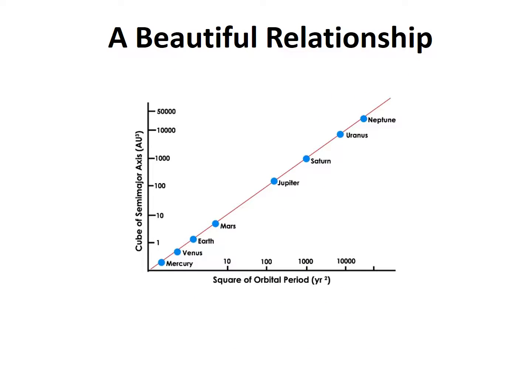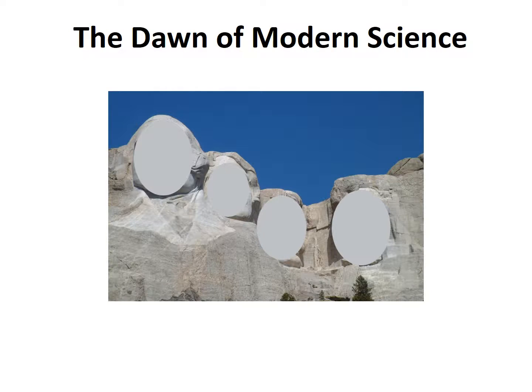Kepler's third law was dead on when a log-log plot is made for all of the planets of their semi-major axes in astronomical units cubed versus their periods in Earth years squared. The beautiful relationship shown in the figure appears. This relationship was a major empirical scientific discovery by Kepler. The dawn of modern science.